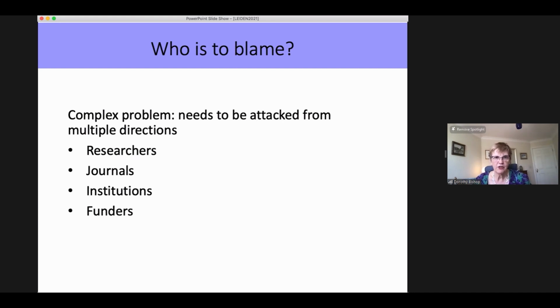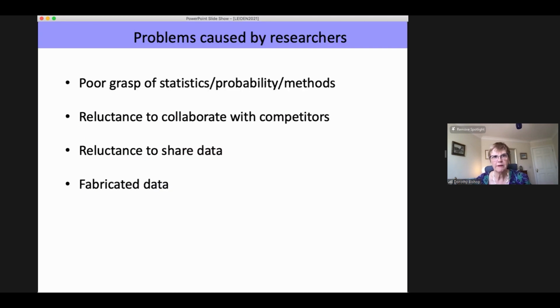So let's have a look at some examples, if I can, next one. So with researchers, we have got the problem of the poor grasp of statistics and probability and methods. It's evidence when I say, people are doing p-hacking, harking, without even realizing this is a problem. And that's often down to bad training. But then there are other things like a reluctance to collaborate with competitors, which I think Kurt mentioned in his introduction, a reluctance to share data, even fabricating data.